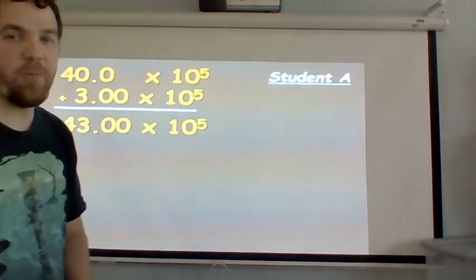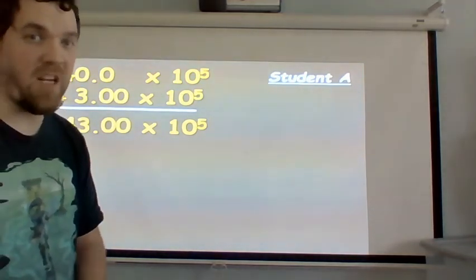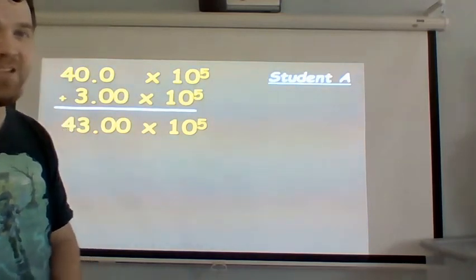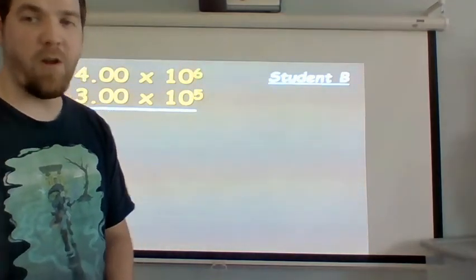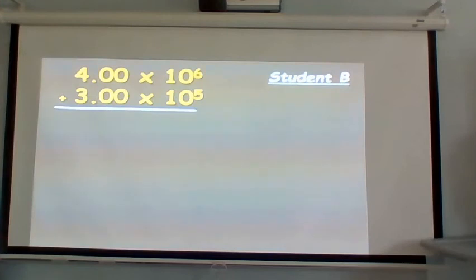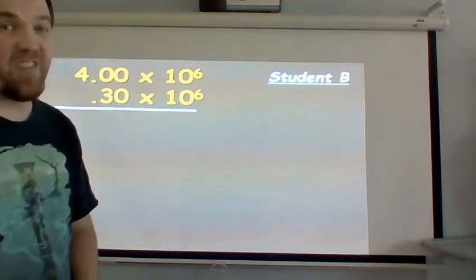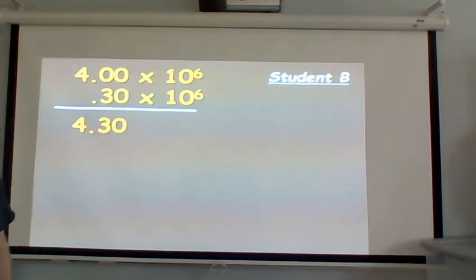But this is no good because our M, the 43, is not a number between 1 and 10. So we have to move the other one. We have to move the 3 times 10 to the 5th to the left and get 0.3 times 10 to the 6th. And then it's very easy. We just add 4 and 0.3, we get 4.3 times 10 to the 6th.